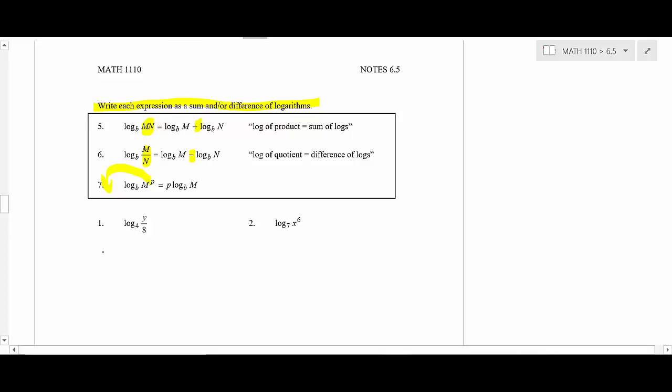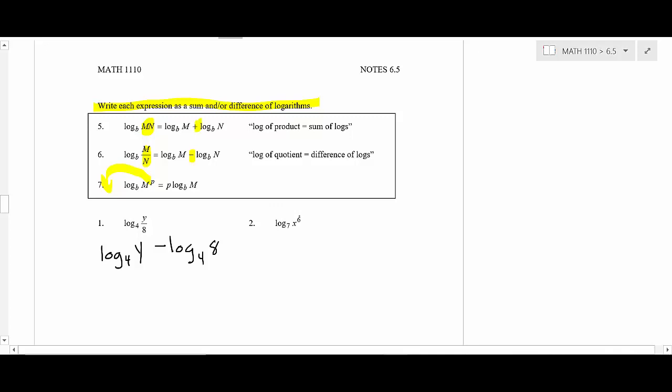So this one right here, the way you would write this out is you would say log base 4 of y minus log base 4 of 8. Okay, and that's all I'm going to have you do. We're not going to simplify it or anything. You could probably do something with that log base 4 of 8, but I'm not going to go there on that.